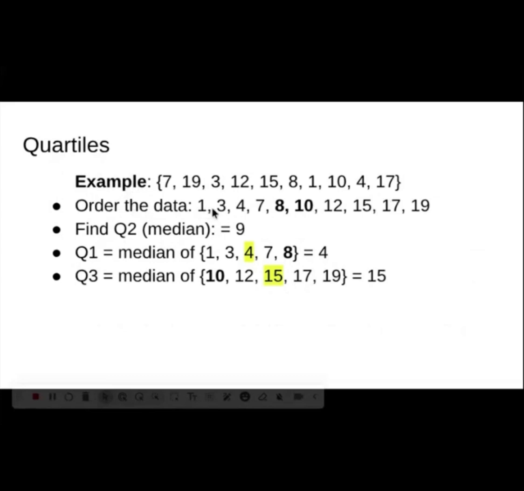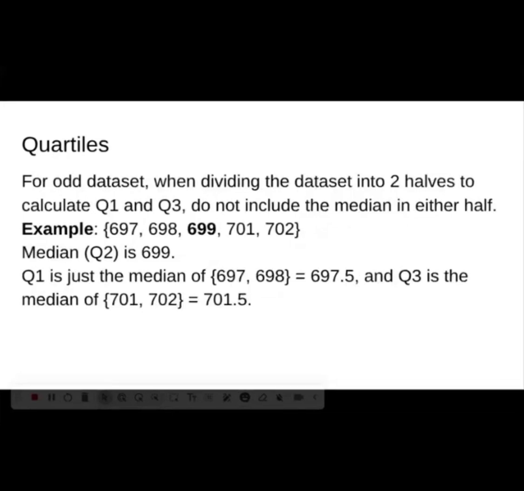If you order it, you get that the median is the average of 8 and 10, which is 9. Now, you divide this half of the data. The median of this half is 4, so that's Q1. And for Q3, you take the median of this upper half, so you get 15. The median is not included when calculating Q1 and Q3.